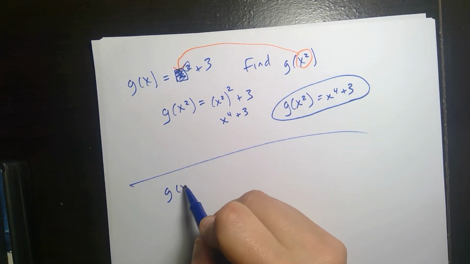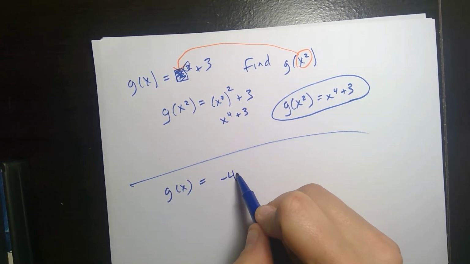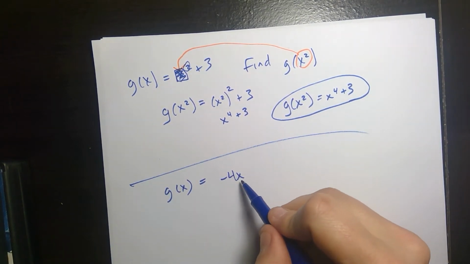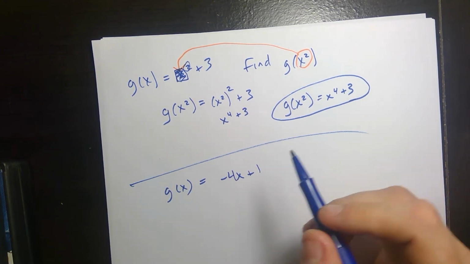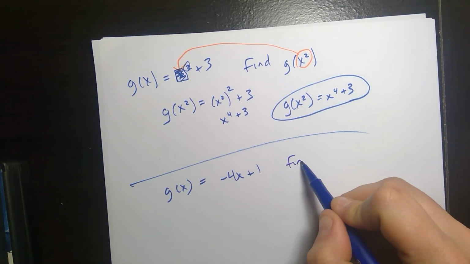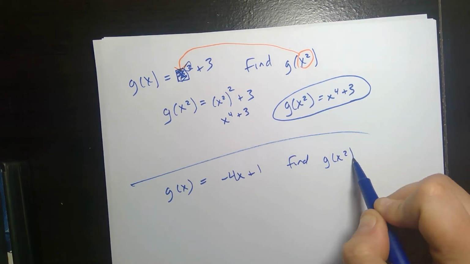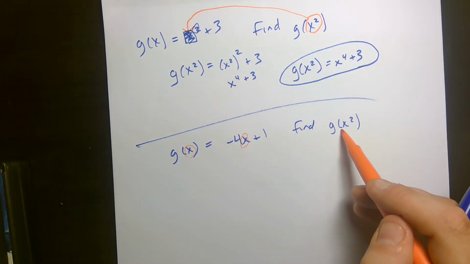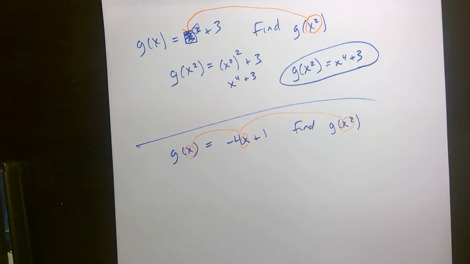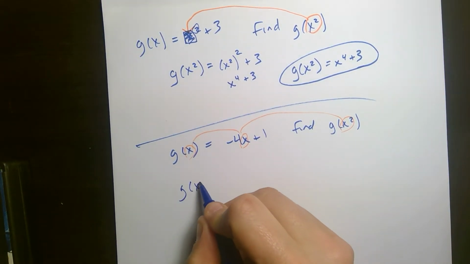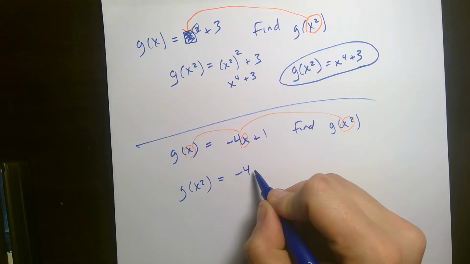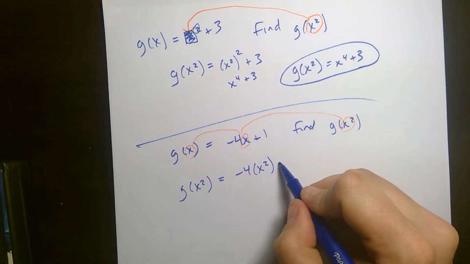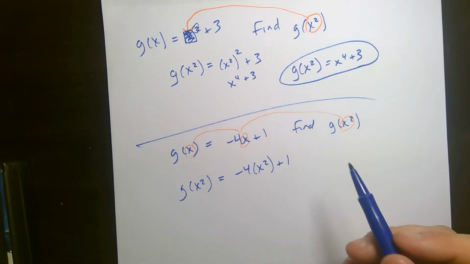So maybe we have g of x, and we've already been given this function, which is, I don't know, negative 4x plus 1, let's say. And again, we want to find g of x squared. And so in this particular problem, anywhere I see this x, I'm replacing it with this x squared. And so what I'll do is I'll write g of x squared equals negative 4, and in parentheses is the x squared, plus 1. And so this is going to be super easy.